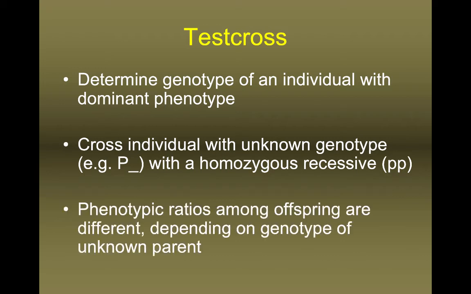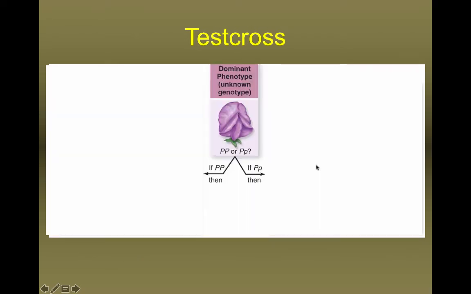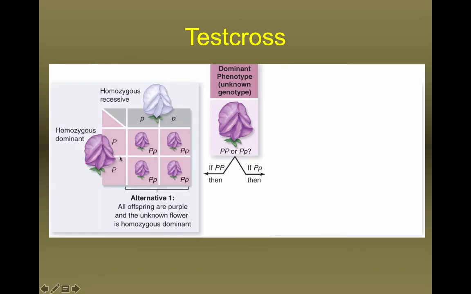So the idea is this. We're going to take these two parents, the unknown genotype parent and the known genotype parent, and we're going to cross them together and see what the offspring look like. If in this test cross, we're dealing with pea plants and flower color again, if this parent is homozygous dominant, then if we cross that parent with a homozygous recessive individual, then 100% of the offspring are going to come back as being heterozygous.